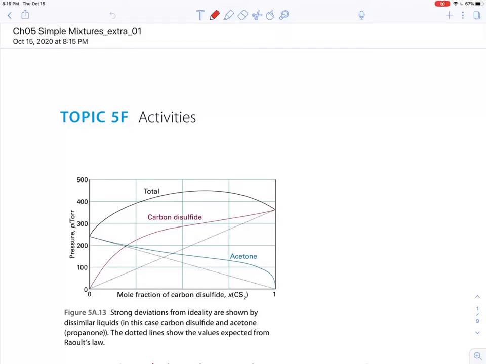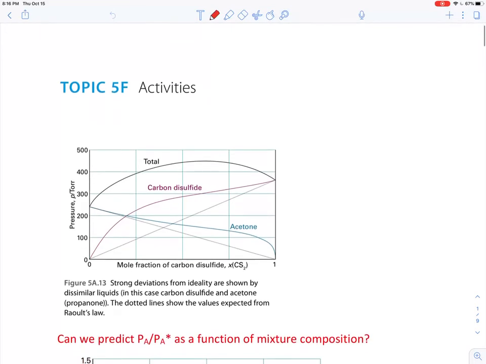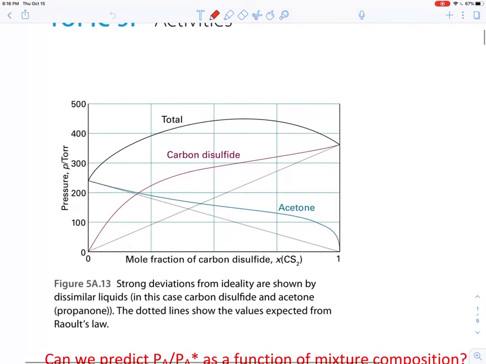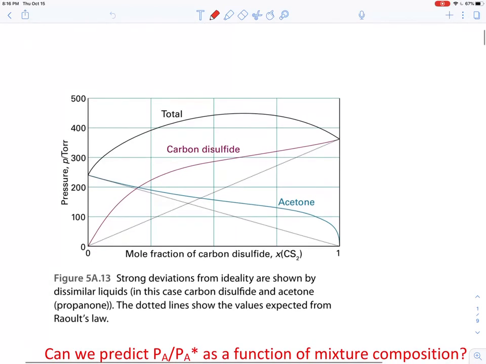Okay, so this is an extra lecture that I would like to add on, and this topic is about activities. You might recall I discussed this vapor pressure diagram, and this is a mixture of carbon disulfide and acetone mixtures. And this one is essentially a non-ideal solution mixture, which does not obey Raoult's law.